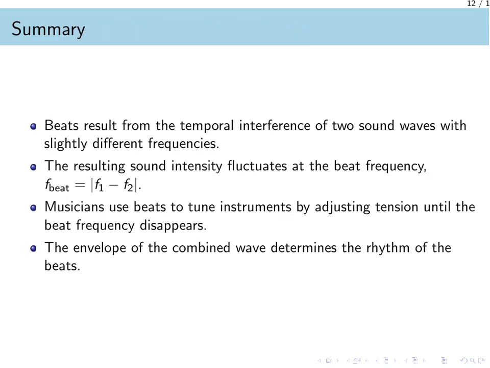In summary, beats are the result of temporal interference between two sound waves that have slightly different frequencies. This interaction causes the sound intensity to fluctuate at the beat frequency, which is equal to the absolute difference between the frequencies of the two sources. The shape of the combined wave is defined by an envelope that determines the rhythm of the pulses. This is a practical tool for musicians who listen for the beat frequency to disappear as they adjust the tension of a string to match a reference tone.